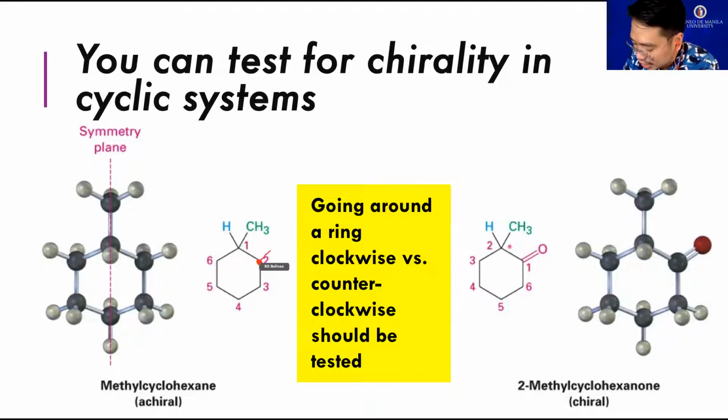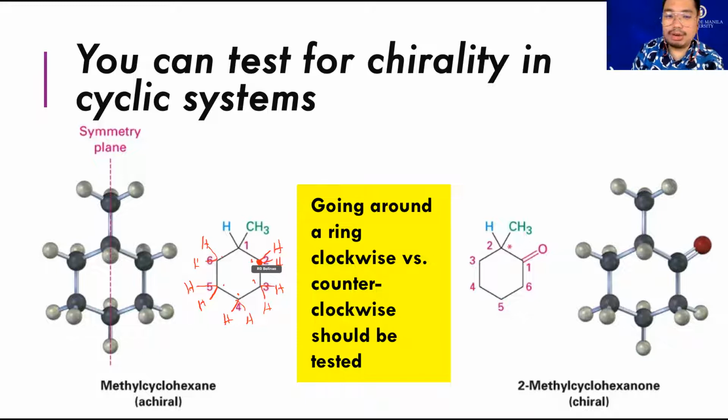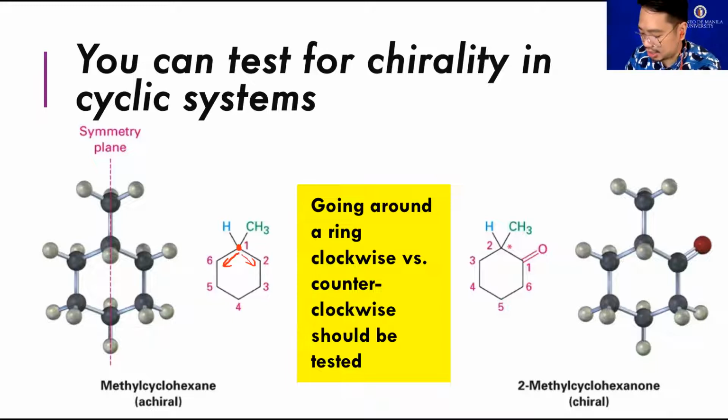These are all CH2 carbons. Okay? Lahat sila magkakamukha. So it goes CH2, CH2, CH2, CH2, CH2. And then the other way, the 2, 3, 4, 5, 6 is still CH2, CH2, CH2, CH2, CH2. So boring. That means that these two arms of the suspected chiral center are the same, which means this carbon 1 is not chiral.